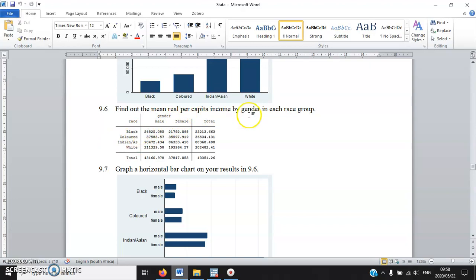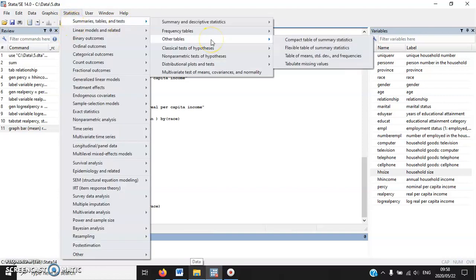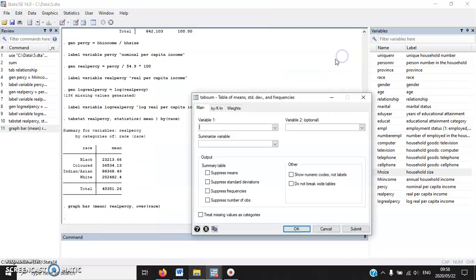I want to derive the mean real per capita income by gender in each race group. So race and gender, and I want to derive the mean of real per capita income. Okay, first option, third option, and third option. Race, gender, the summary variable is real per capita income, but I only want the mean. I'm not interested in standard deviation. I am not interested in frequency, and I'm not interested to know the number of observations, except I'm interested to know the mean.